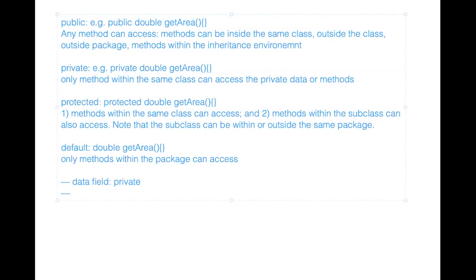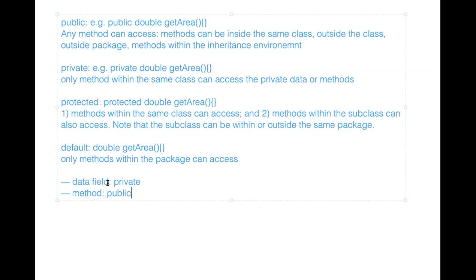And for the method, we suggest you use public. But in some additional cases, for a method you may need protected, if you don't want other methods that you cannot control to access it. But this is the general suggestion. Okay, for data fields you use private, and for methods you use public.